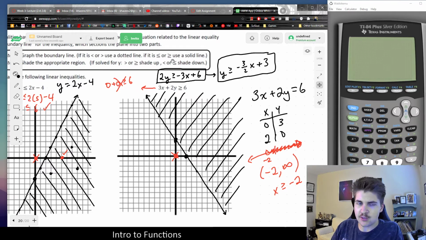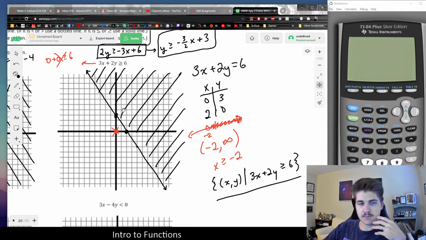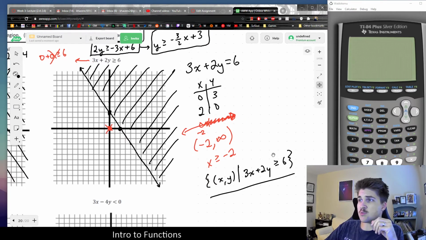They're like interval notation for a two-variable equation, but you can write it using set builder notation if you do this. Basically, if you write the set of points x, y using set builder notation as we did before, such that 3x plus 2y is greater than or equal to 6, this is a way you could write it using set notation, which would again be visually represented by all this.